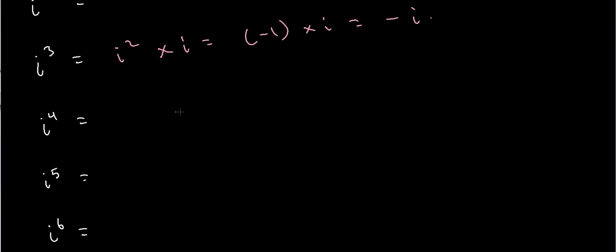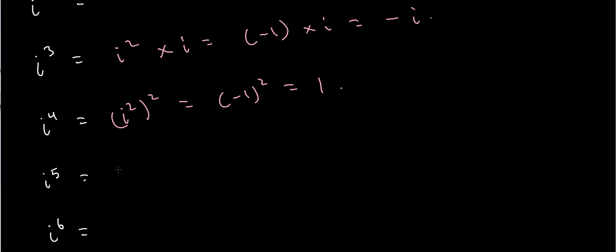How about i to the 4? Well, i to the 4 is the same as i squared all squared, or i squared times i squared. And i squared is minus 1, so this is the same as minus 1 squared, which is just 1. So i to the 4 is 1. And this is very useful to know.